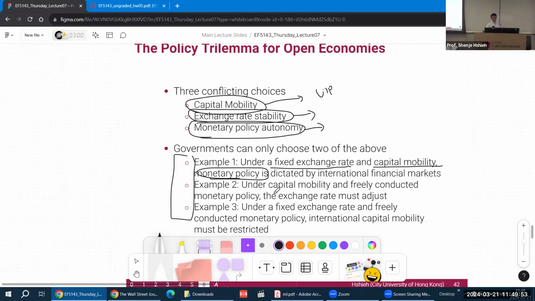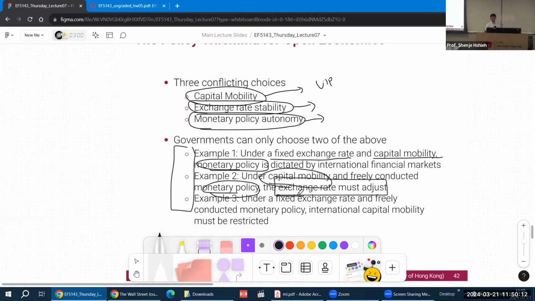Example two, if you take capital mobility and if you keep monetary policy, you have to give up a fixed exchange rate. You can't have a fixed exchange rate with monetary policy. There's a contradiction. And lastly, under fixed exchange rate and freely conducting monetary policy toolkit, you cannot have capital mobility because UIP, of course, will be inherently violated, right? You can't have speculators.